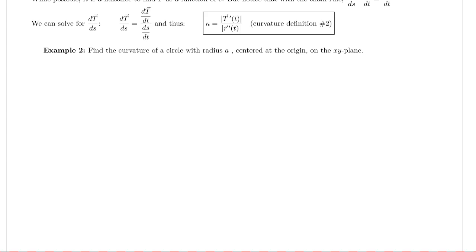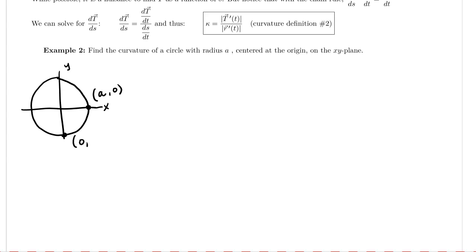Example 2 says find the curvature of a circle with radius a centered at the origin on the xy plane. So let's draw this. Here's my y-axis, here's my x-axis, and I have this circle here. And we know that it has a radius of a, so this will be (a, 0), this will be (0, -a), and so on. Okay. And we would like to find the curvature.